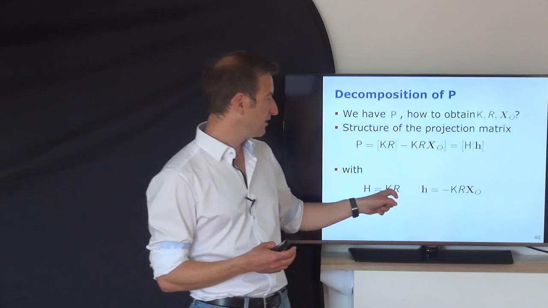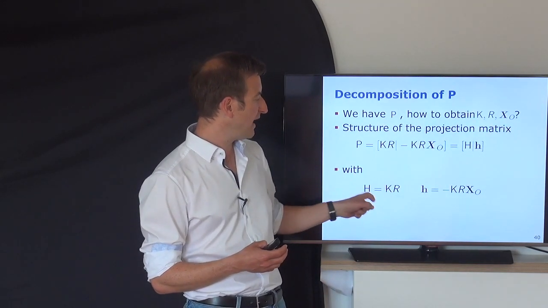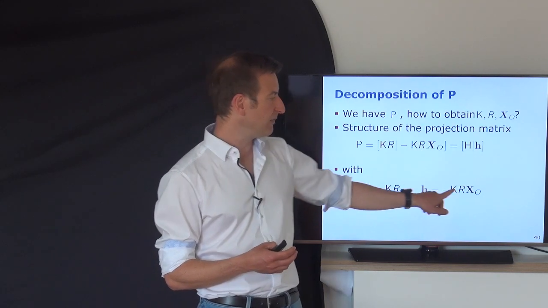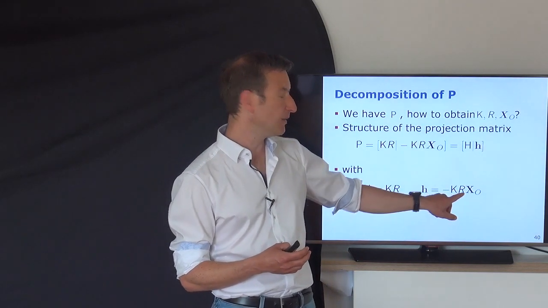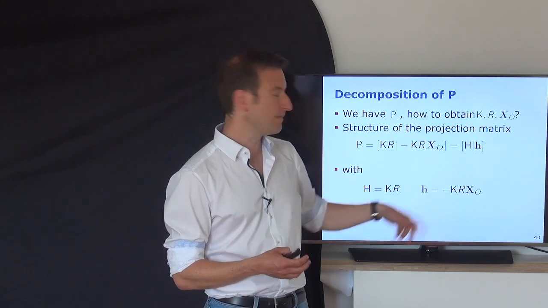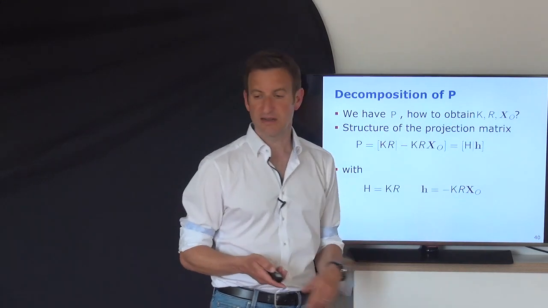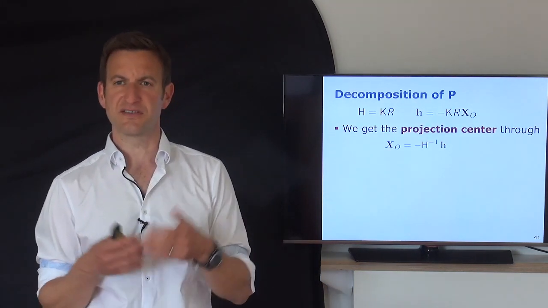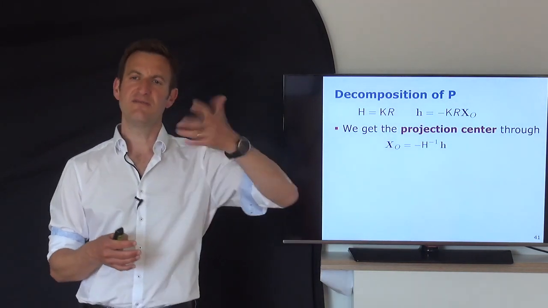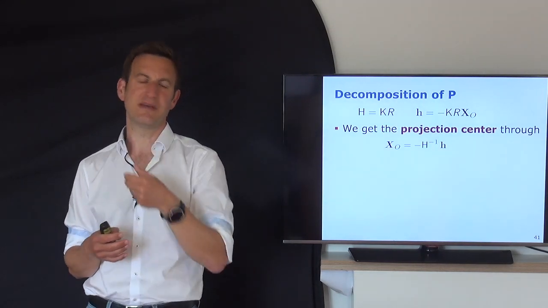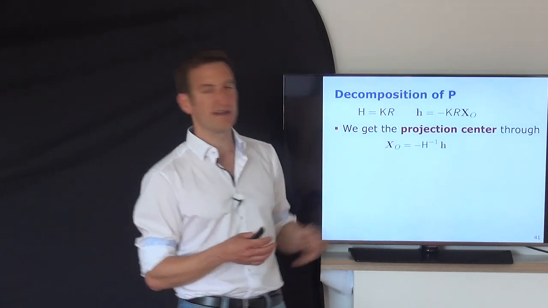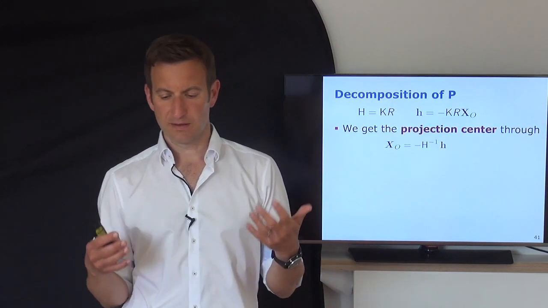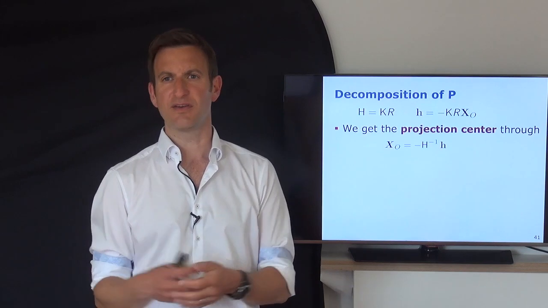We can see this if we take this matrix H and invert it, we get (KR) inverted. If you multiply it from the left-hand side over here, we're actually eliminating this K and this R. And this allows us to then obtain X0. So for getting the projection center, that is straightforward. We just invert the 3x3 block, multiply it from the left-hand side to H, change the sign, and then we get the projection center of our camera. So that was very easy, very straightforward.